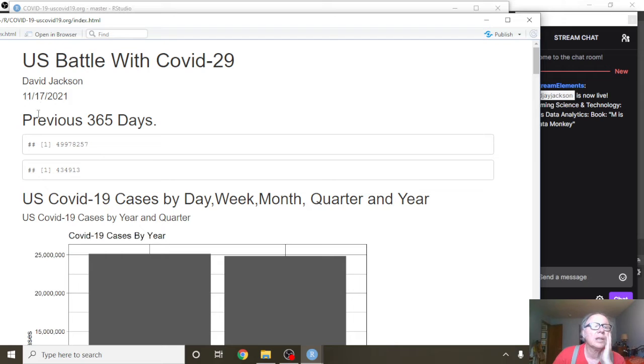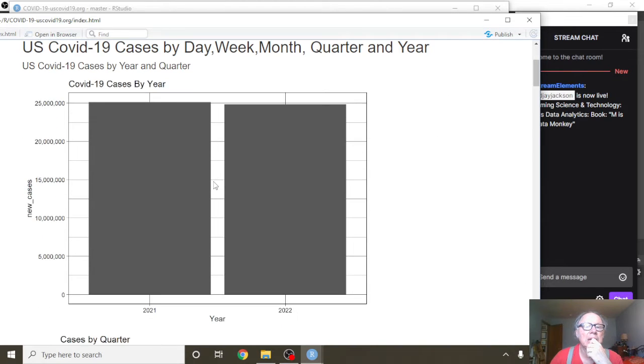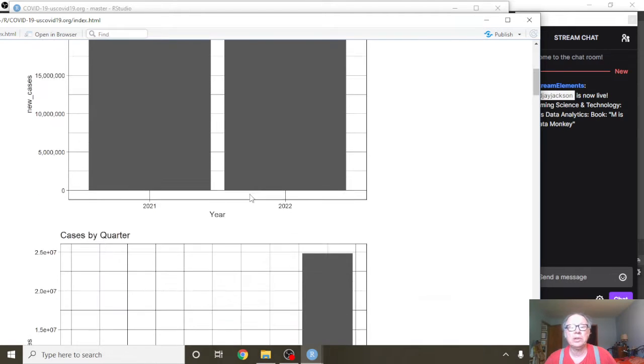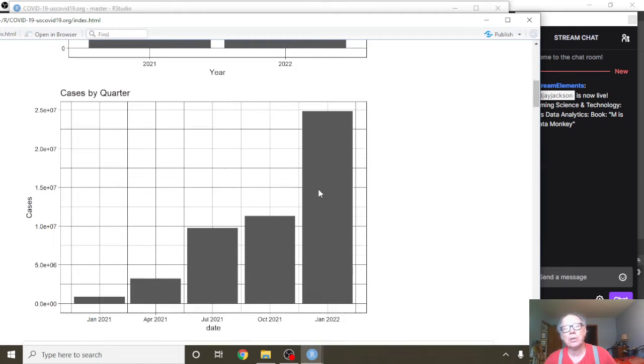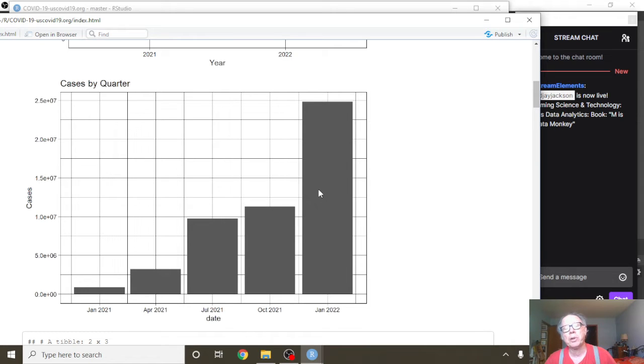And you can see the U.S. has, for the previous 365 days, 49.9 million cases, 434,913 deaths. And you can see here that unfortunately the U.S. will catch or pass 2020 cases by the end of March and the end of the first quarter. Now, as you can see here, the first quarter of 2022 is already the most number of cases of any of the previous 4 quarters.